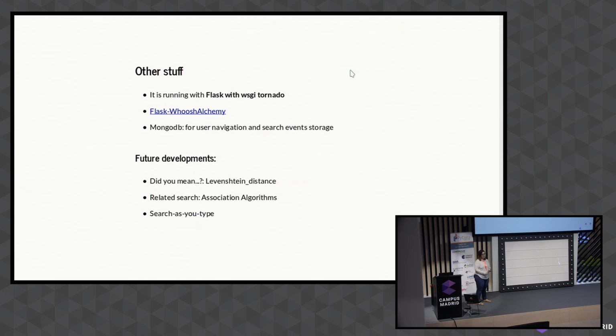We are also storing the navigation events and the search events in MongoDB, and we are planning to use that information to make related searches with association algorithms. Our colleagues are programming the did-you-mean with the Levenshtein distance, as Manuel mentioned yesterday. And we are planning to move this big one, this real search engine, to the little one. But we are waiting for our new website. That's why we are doing A/B testing and changing the algorithms week by week.